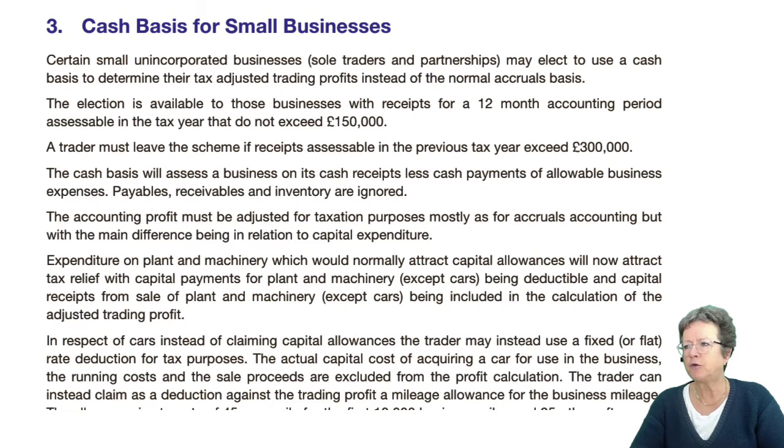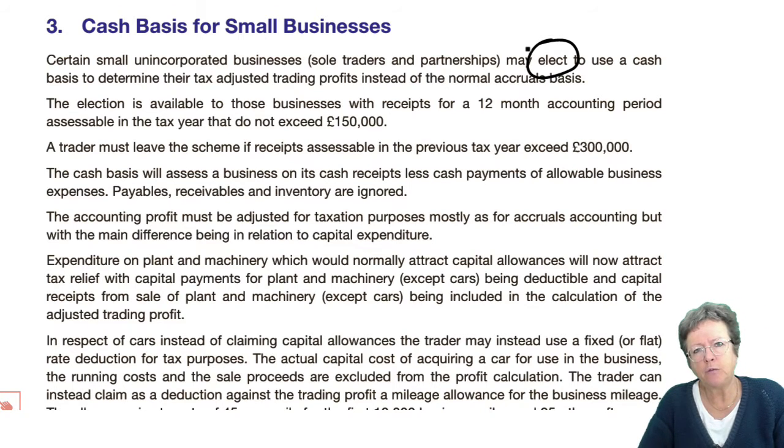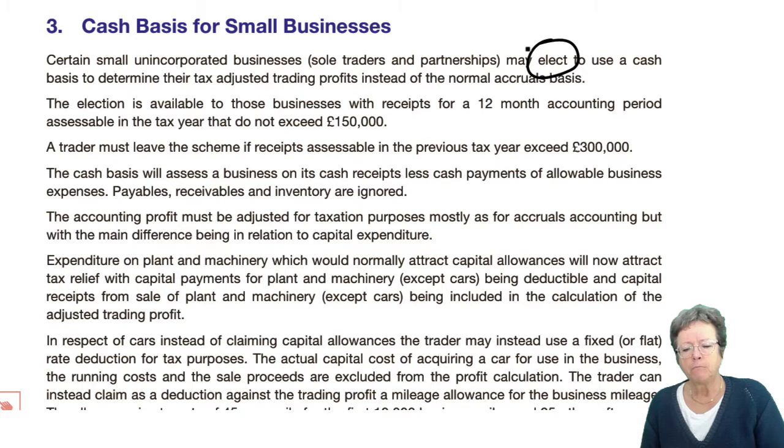The final part of this chapter is regarding the cash basis for small businesses. And it explains here that you can elect to use the cash basis to determine what your tax adjusted profits are instead of the normal accruals basis. This is something that they may ask you in a small question. We've got example number 7 coming up. You're not likely to get a very large section C question on the cash basis. It's not one of the topics that appears on a regular basis. I mean, it could do, but it's not one of those that appears on a regular basis.